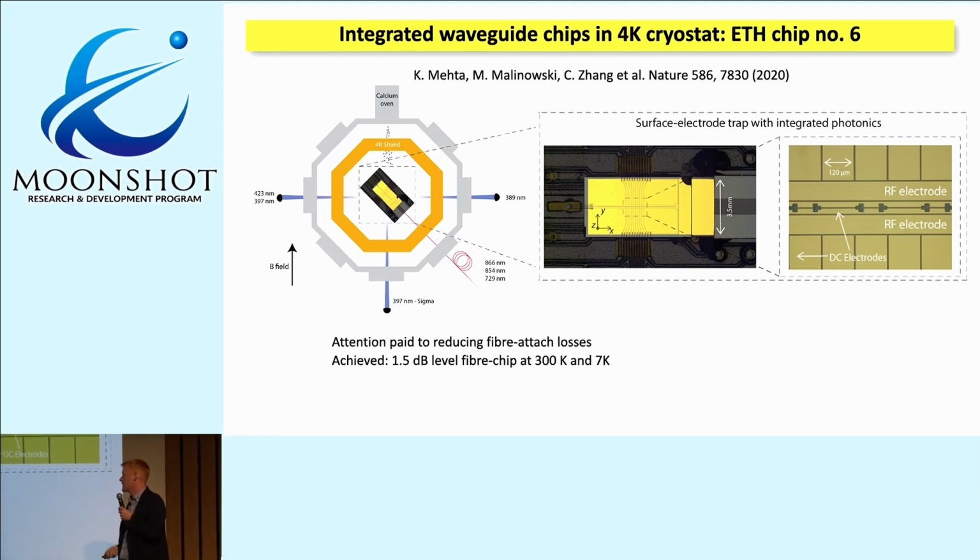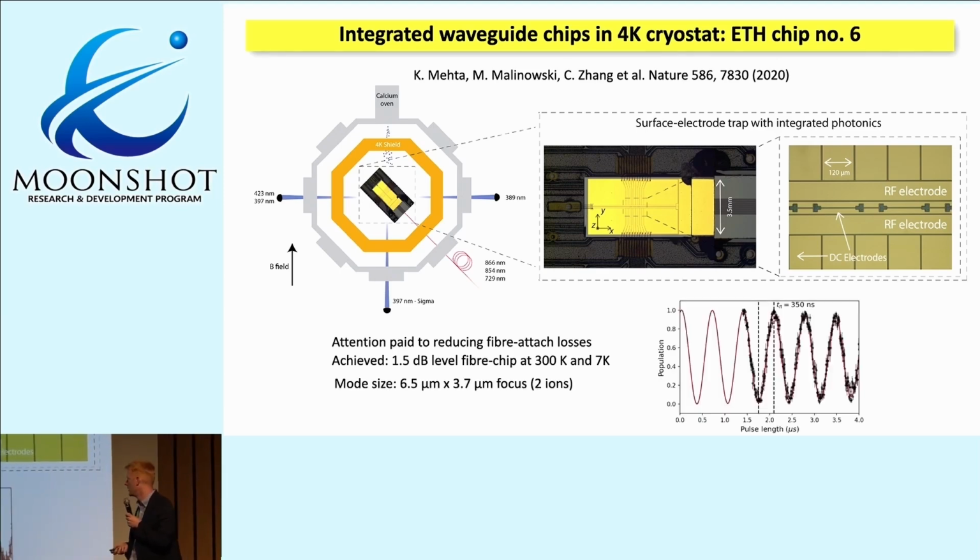So, as I said, one of the main things was to reduce the fiber attach losses. We got them down to 1.5 dB. Remember the figure of 33 dB before, so this was a huge gain. And this is a fiber attach loss that stays the same if we're at room temperature or we're at 7 Kelvin, which is roughly where we operate.